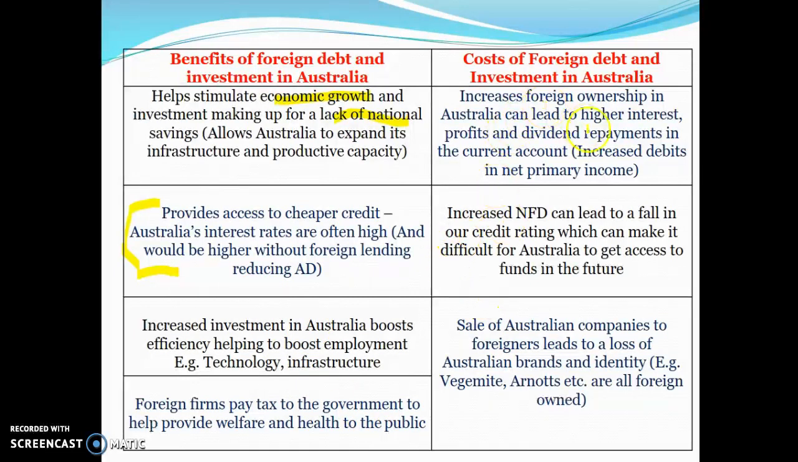In terms of some negatives, as I said, the high interest repayments and high profits and dividends flowing overseas if it's related to foreign investment. It can hurt our credit rating. And if we're selling off a lot of companies, it can also lead to a lack of identity. If we're selling off a lot of Vegemite and Arnott's, all the profits are flowing overseas, and that's not a good thing for our economy.